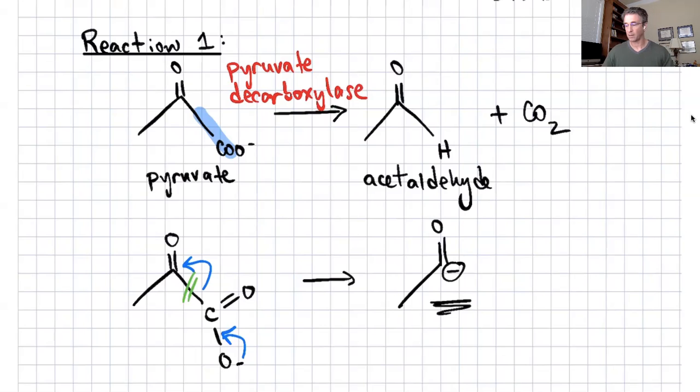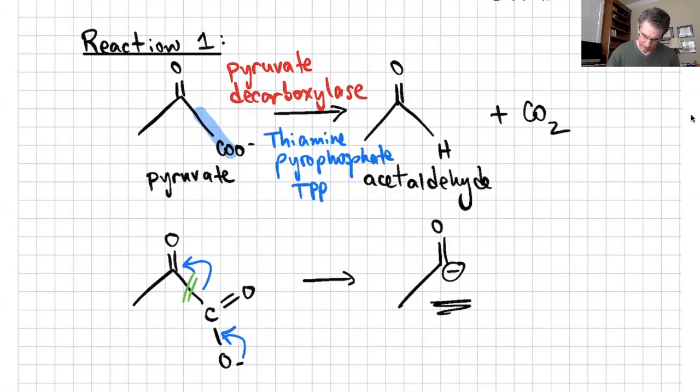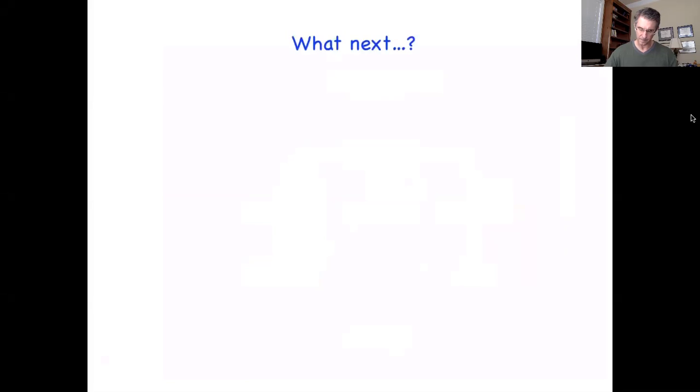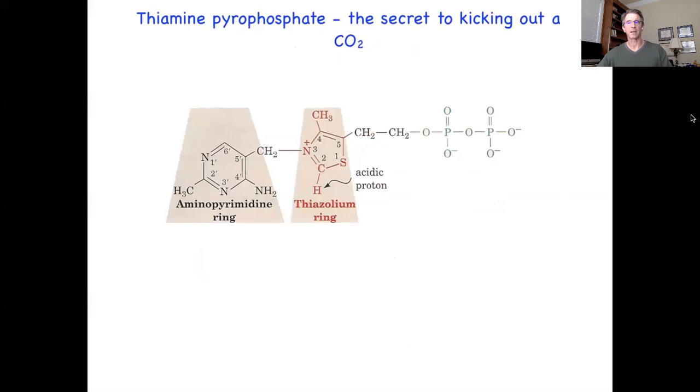It's got a really important cofactor. And the important cofactor is known as thiamine pyrophosphate, or TPP, right? And TPP has this really interesting characteristic, the way this cofactor works, right? So TPP looks something like this.